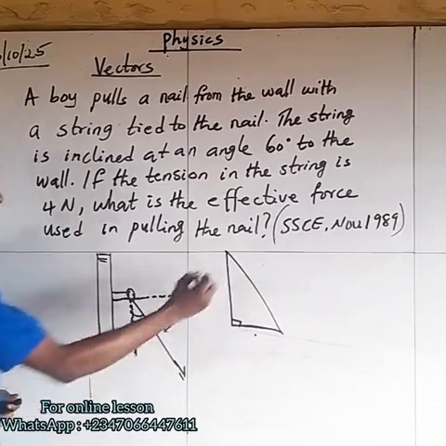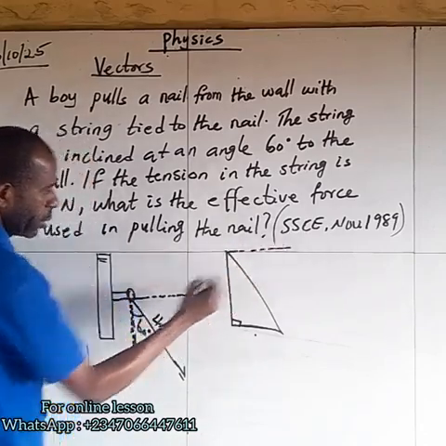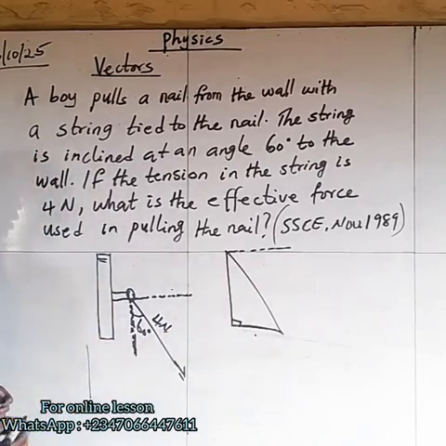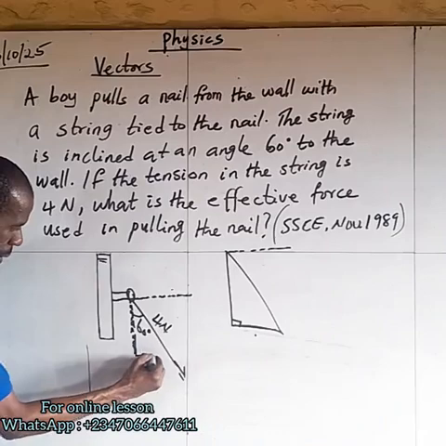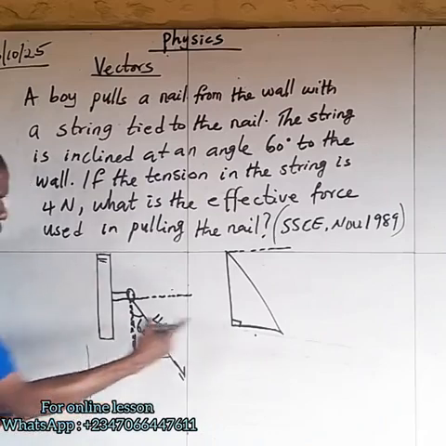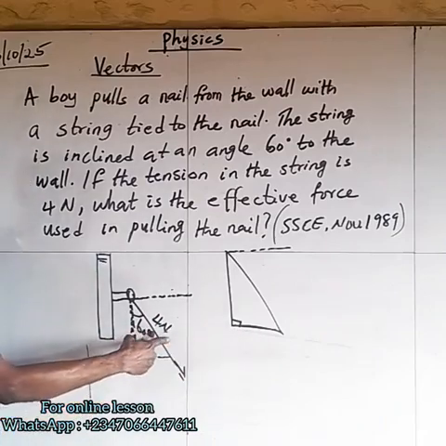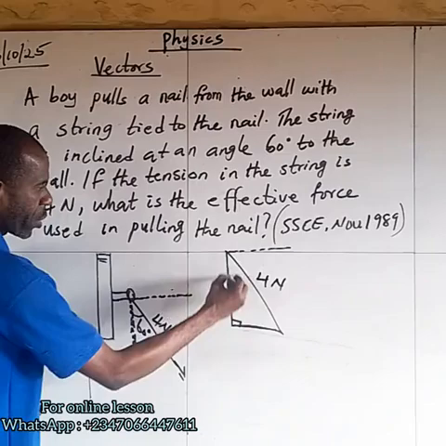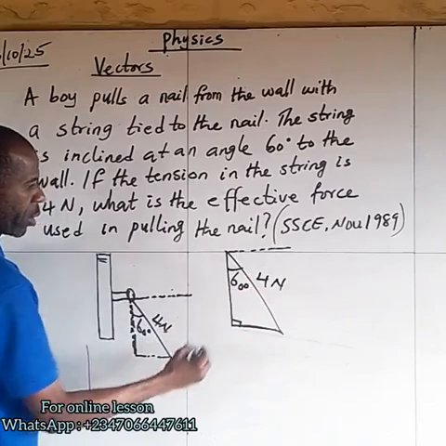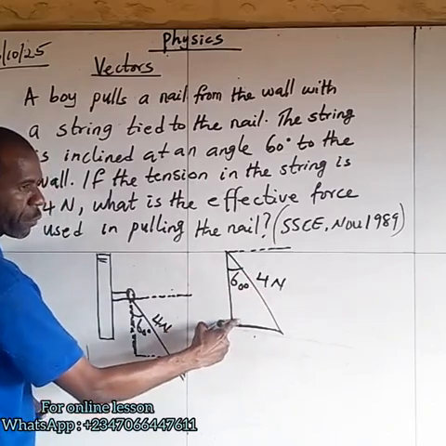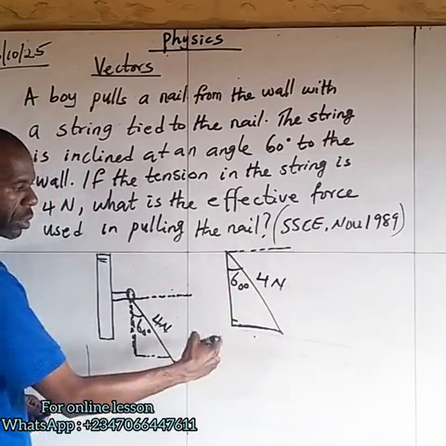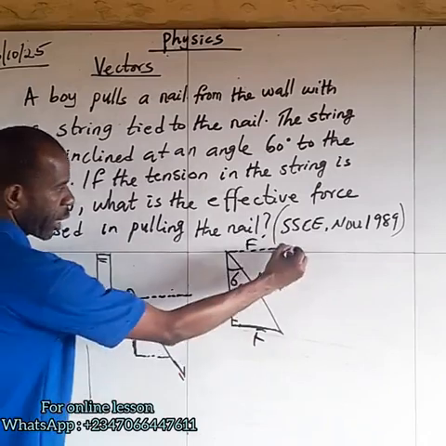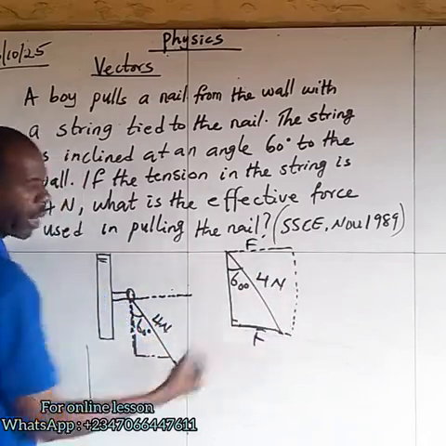Then this side here is also equal to this, according to the parallelogram law. So here is the opposite, and this is the hypotenuse. This is your 4 Newton, and this is your 60 degrees. We want to get the effective force now, which is also equal to this. That is your F, and this is your F also, as usual, if you decide to join the parallelogram together.